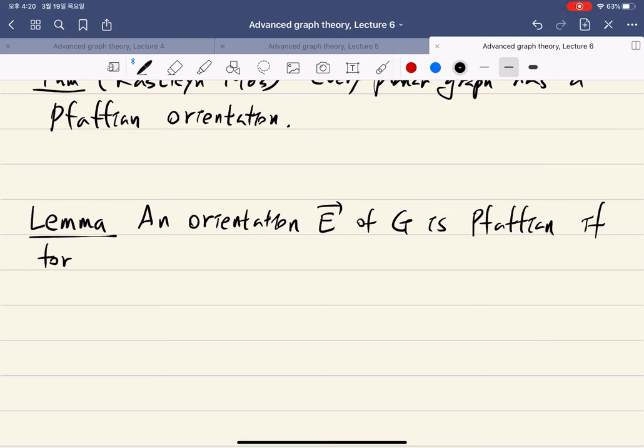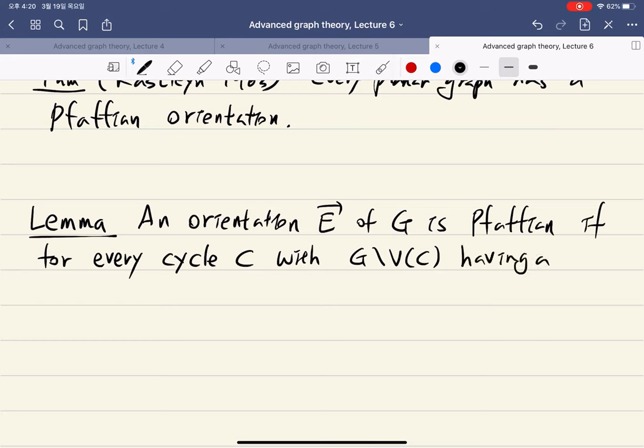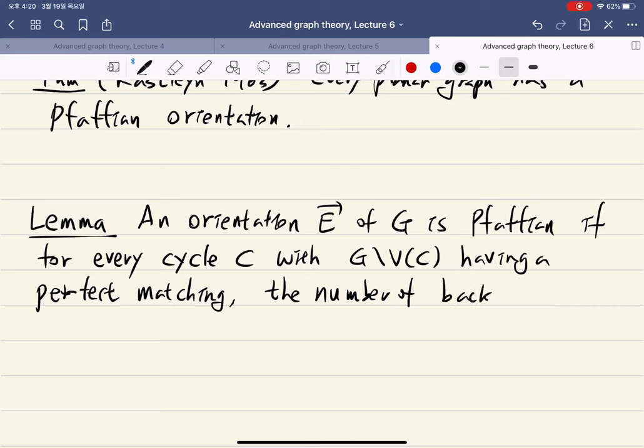It's not if and only if, but it gives you one sufficient condition for the orientation to be Pfaffian. For every cycle C which satisfies the condition that once we have deleted the vertices of the cycle from the graph, it has a perfect matching, and for those cycles, the number of backward oriented edges in C is odd.